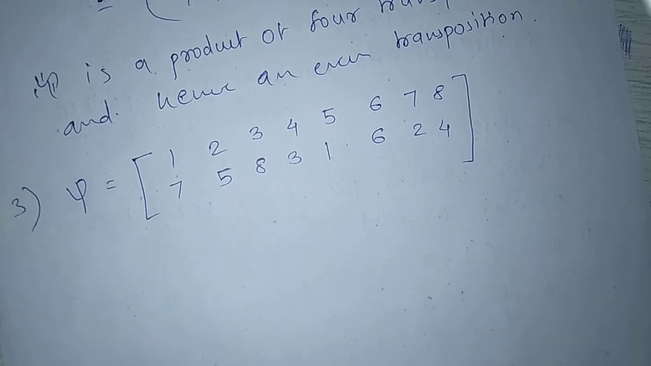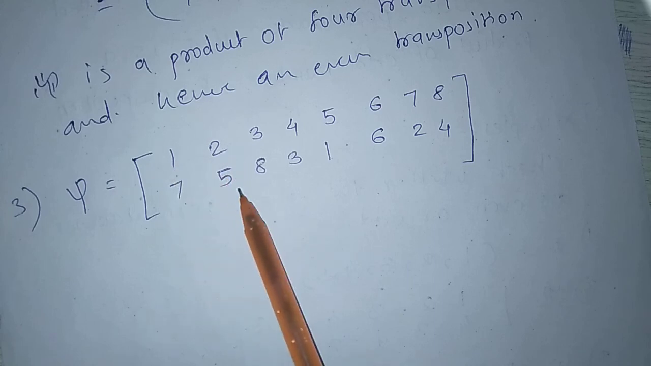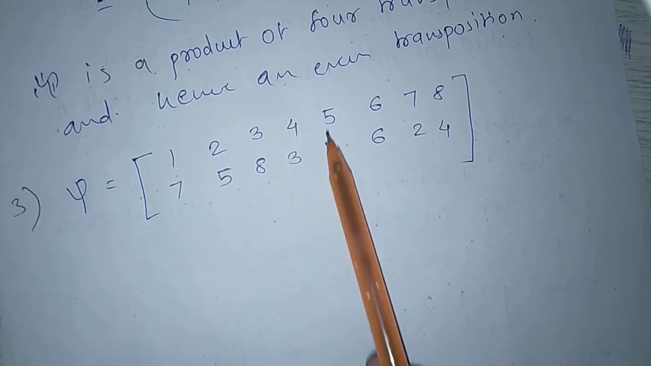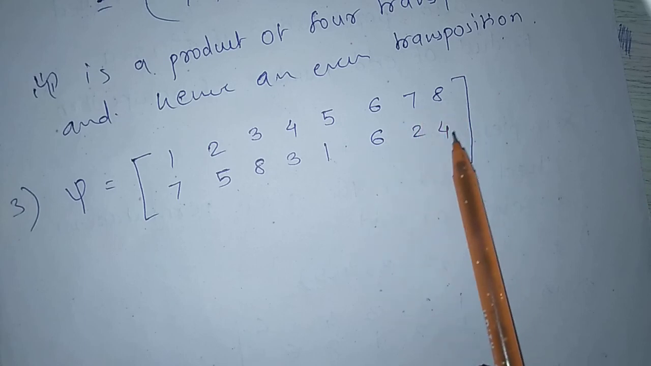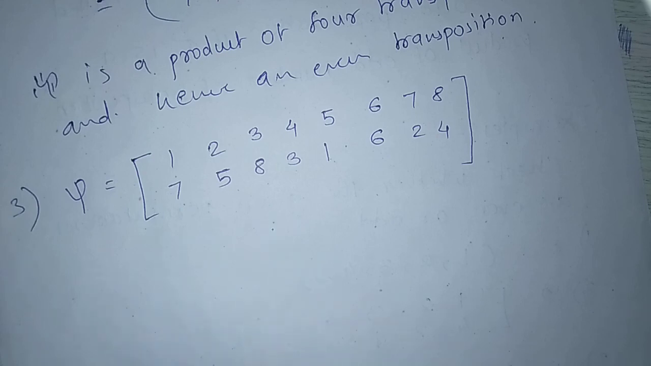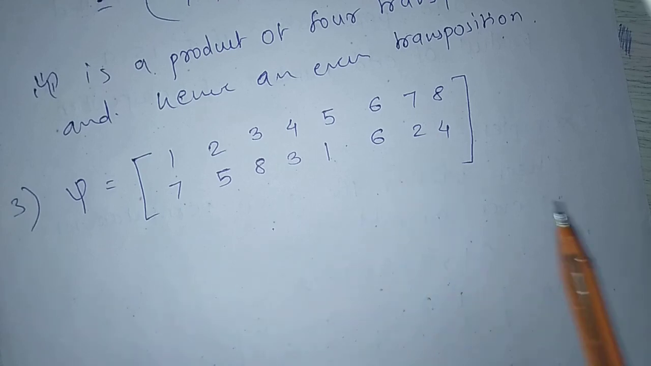Hello students. Next example: psi equals 1 goes to 3, 2 goes to 5, 3 goes to 8, 4 goes to 3, 5 goes to 1, 6 goes to 6, 7 goes to 2, 8 goes to 4. Check whether this permutation is even or odd.